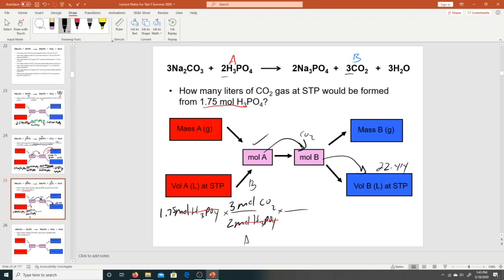Alright. Since I'm trying to find liters of CO2, first of all, keep in mind that has to be a gas. If it's not a gas, you can't do this. The conversion for this is every 1 mole of CO2 is 22.414 liters. Moles of CO2 cancel.